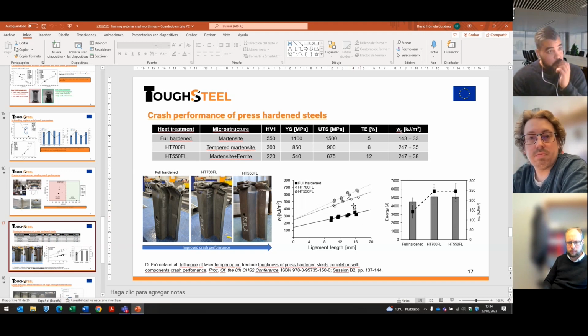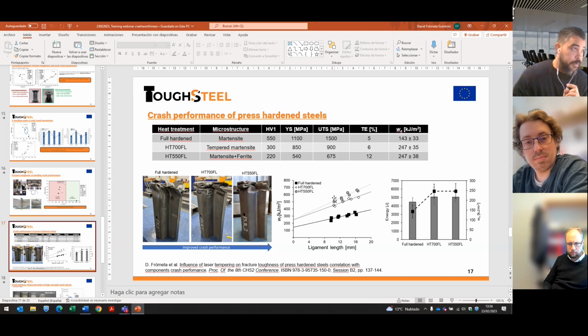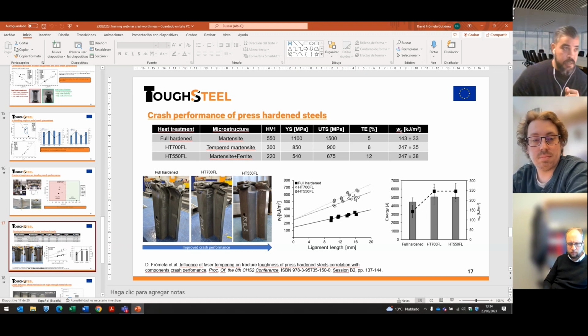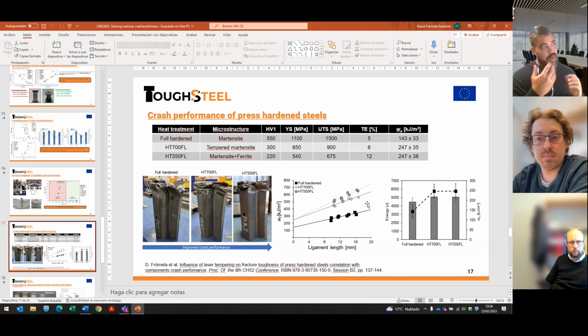In this case, what we can observe here is that effectively the specific essential work of fracture, let's say the fracture toughness itself, is similar for both laser conditions. But as you notice here, for the martensite plus ferrite, this HT 550, the fracture energy, comparing ligament by ligament, is higher. So that means also the slope of this linear regression is higher. That means that the contribution from the plastic energy is higher in this case.